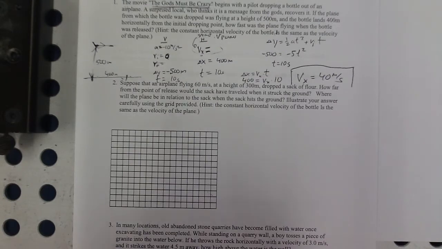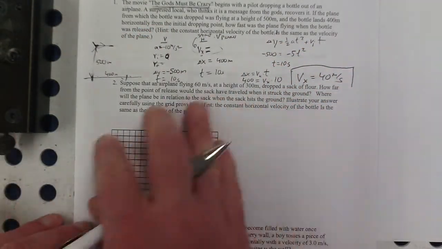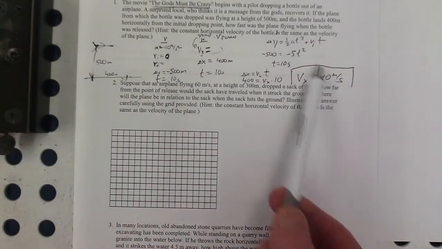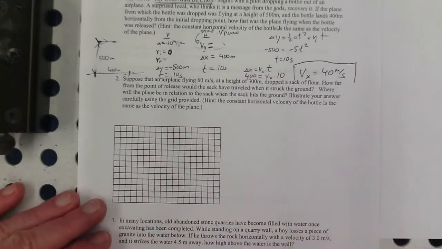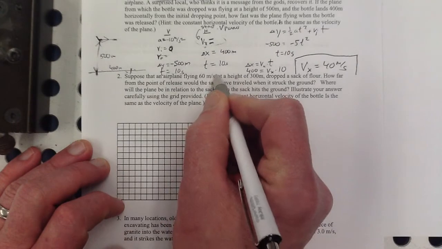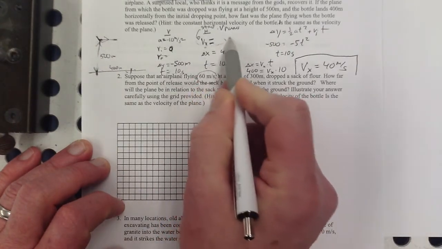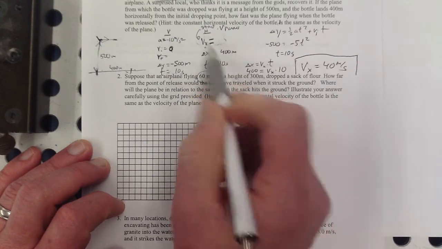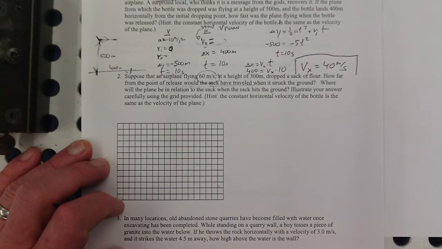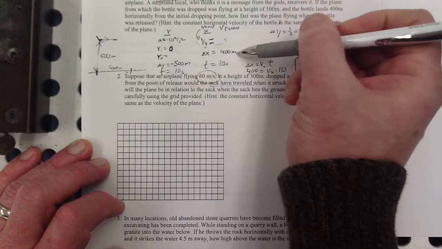All right. If that all made sense to you and you had trouble with number 2, then you should pause the video and try number 2 again using this as a model for what you did. So let's see. Suppose that an airplane flying 60 meters per second. The difference in this problem is this time we know what this is, and we'll probably be looking for where does it hit the ground, right? So instead of knowing the 400 and looking for this, we know this and we'll be looking for the delta x.